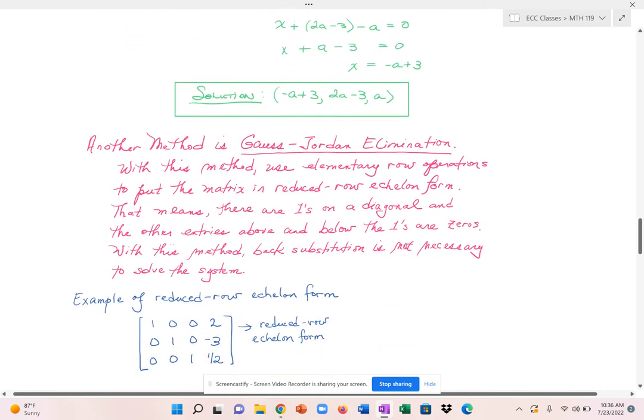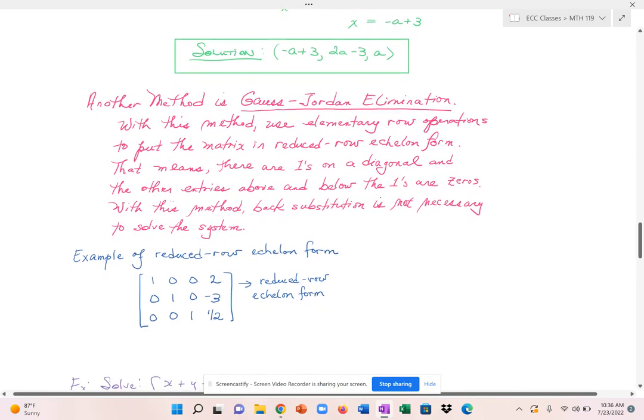So what does a reduced row echelon form look like? It will look like something like this, where you have ones in a diagonal, zeros above it. And so if you end up with something like this at the end, you would say x equals 2, y equals negative 3, and z equals a half. So the answers would already be right here for each particular variable. But to get it to look like this reduced row echelon form, it means that you'd have to probably do quite a few operations to get it to that point.